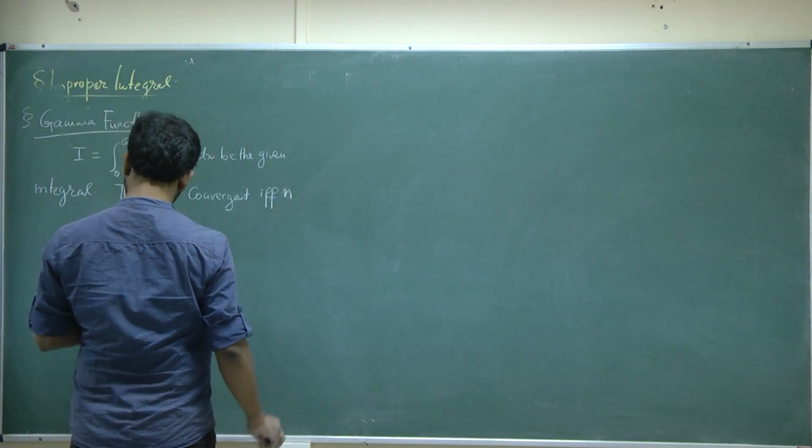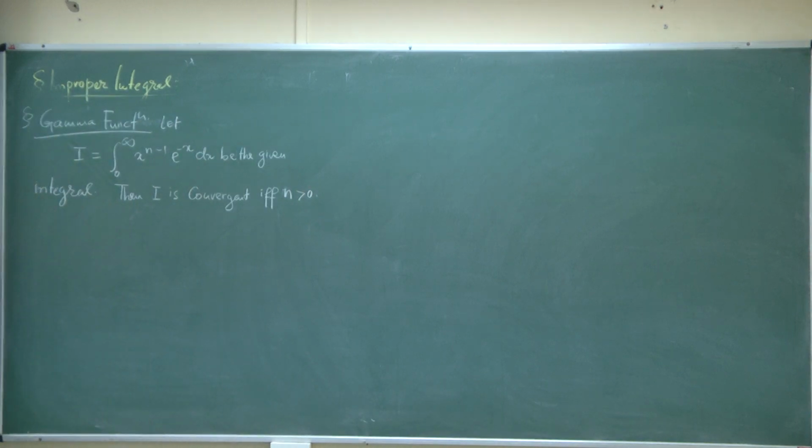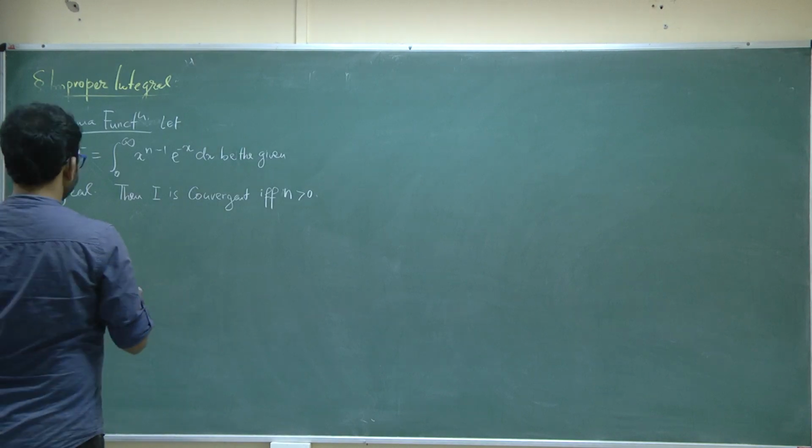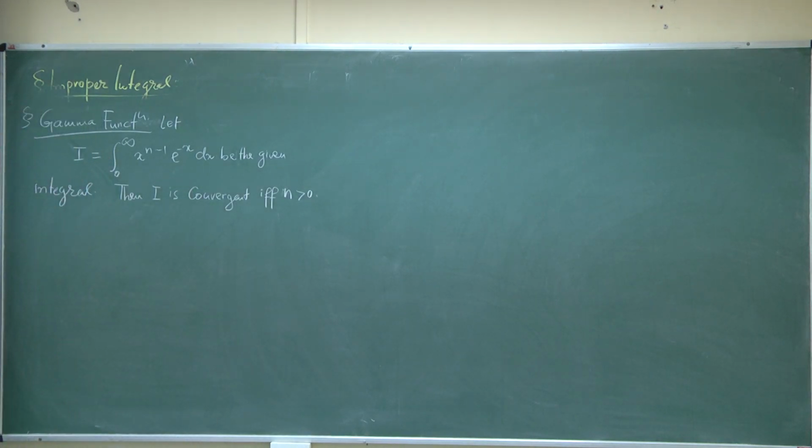n is positive. So, obviously, this is an example of an improper integral, because at x equals infinity, first of all we have that one of the limit points is infinite, and therefore this falls under the category of gamma integral. Why it is called the gamma integral, I will come back to that point later. So, now we are saying that it is convergent for all n positive.